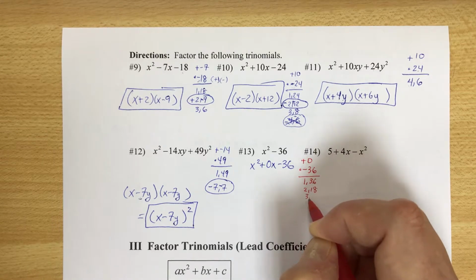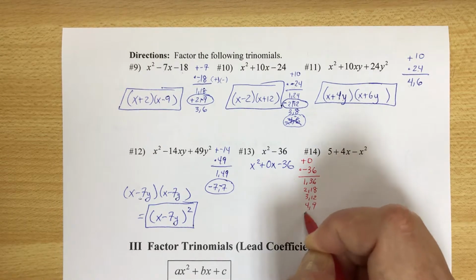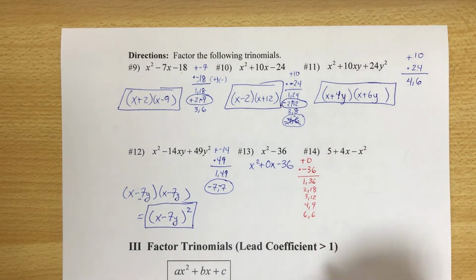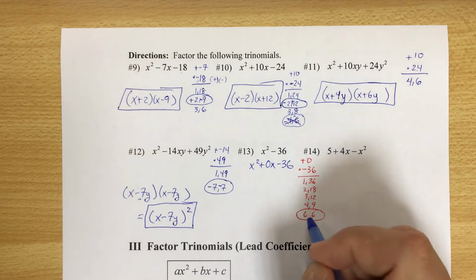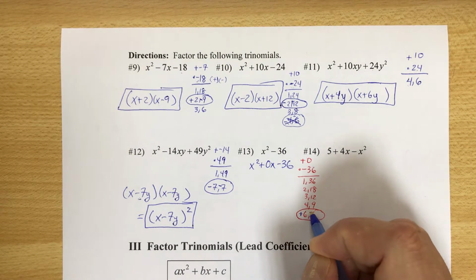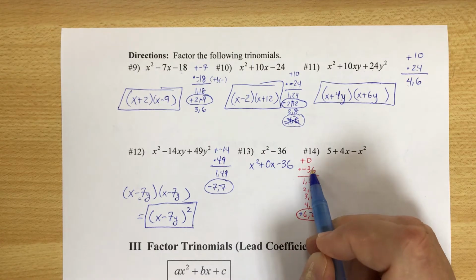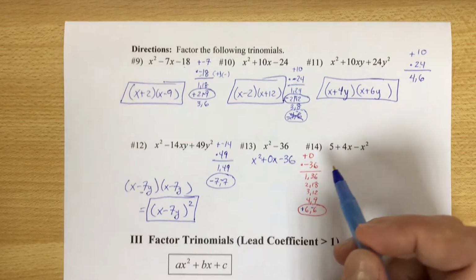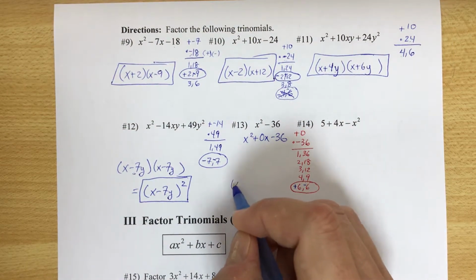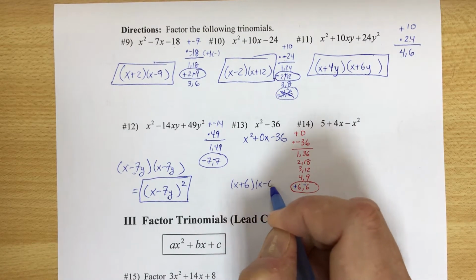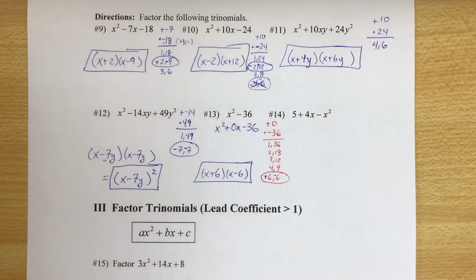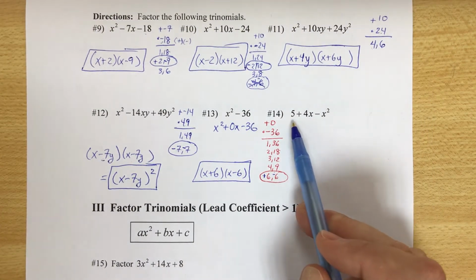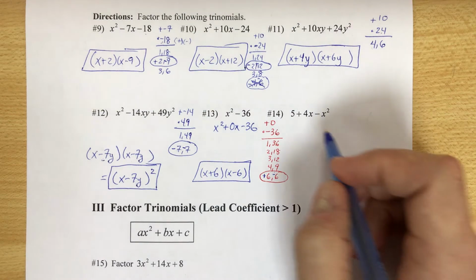Now there are a lot of factor pairs here, but to add up to 0, you'd have to have a positive and negative that are the same. So we're going to do 6 and 6. Positive 6 times negative 6 is negative 36, but when you add opposites, you get 0. So this will be x plus 6 times x minus 6. Those are the factors.